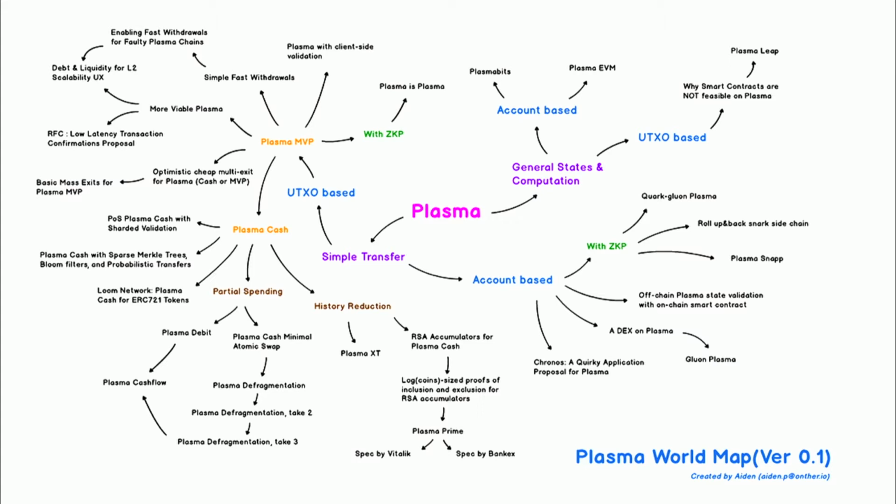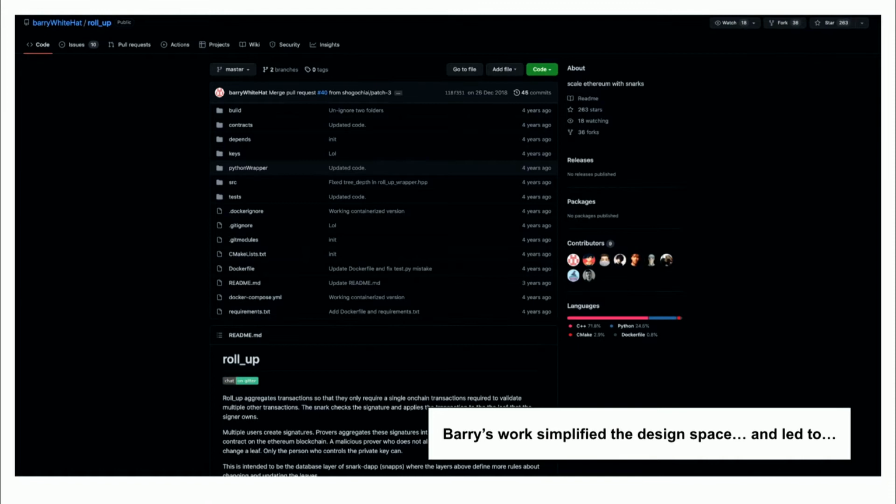Plasma was way too complicated of a design space. And thanks to a wonderful guy called Barry Whitehat, who was around the past 2 days as well, if you can catch him, he's ginger, he's Irish, wonderful guy. He actually simplified the entire design space. He basically said, well, let's take the data and just post it to Ethereum, so we don't care about the data availability problem anymore. We just care about state transition integrity, which we'll explain later on. So he posted this repo, simplified the entire space, and it was called a rollup. And that's where rollups come from.